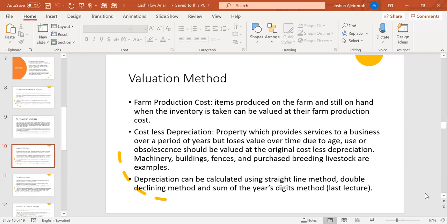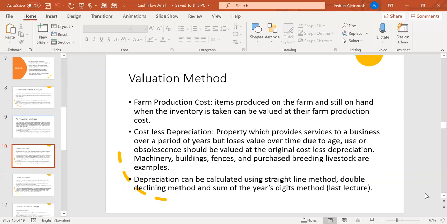Another method is farm production cost. Items produced on the farm and still on hand, where the inventory is taken, can be valued at their farm production cost. If you are so lucky, maybe you are actually there when the farmer is selling at that particular time. In fact, that is the best. So you use the exact farm production cost.